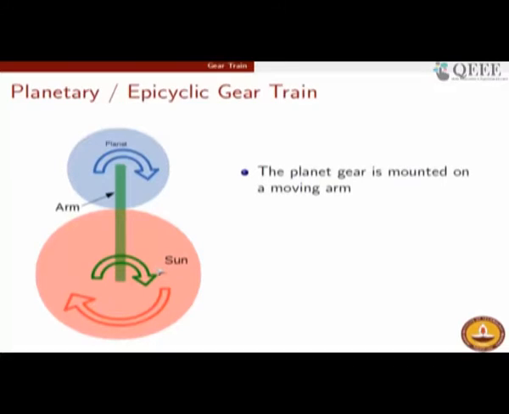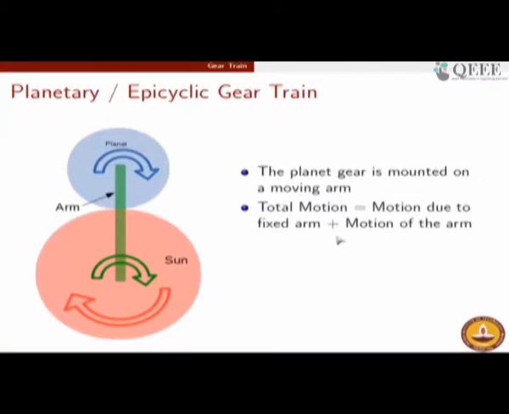So if you hold the sun circle fixed and let the planet circle roll without slip on the periphery of the sun, then as you know from elementary geometry, a point on the periphery of this planet will generate a curve which is called an epicycloid. So accordingly, this gear train is called an epicyclic gear train.